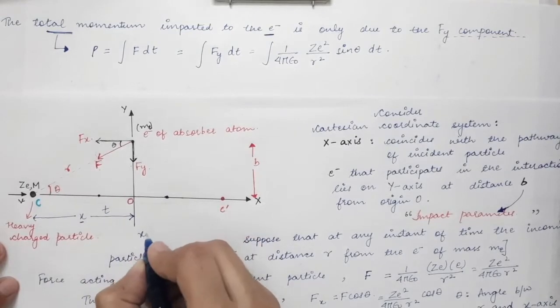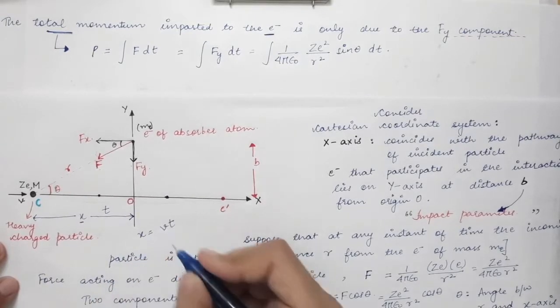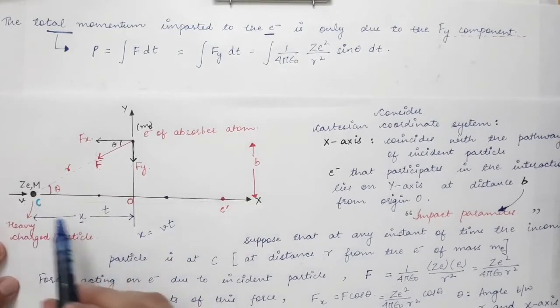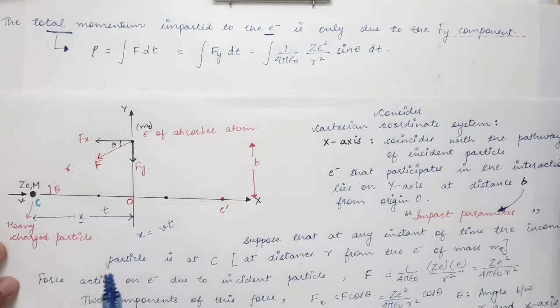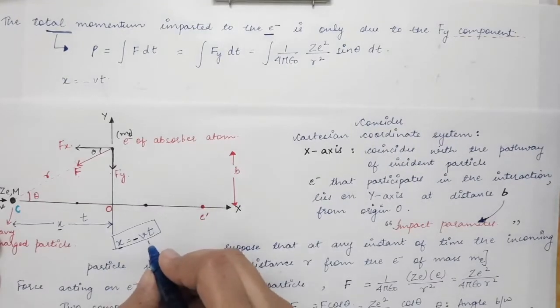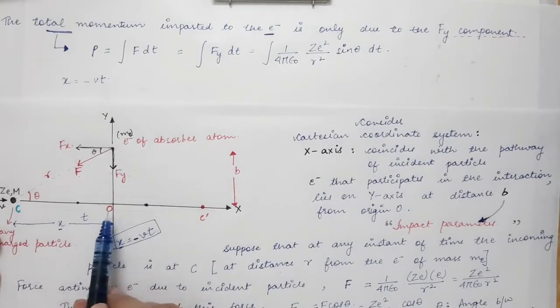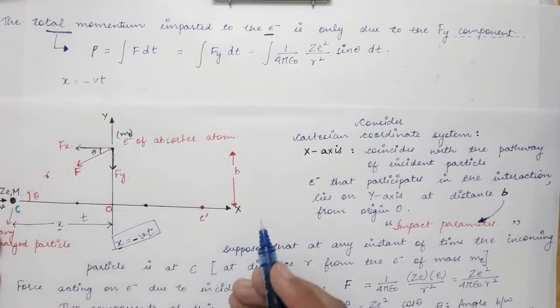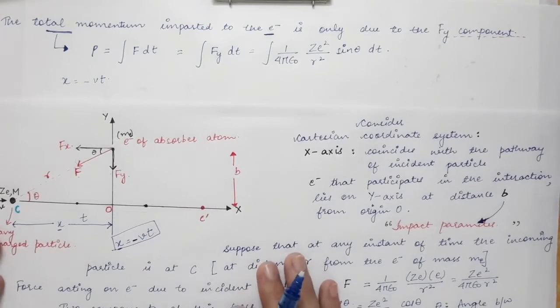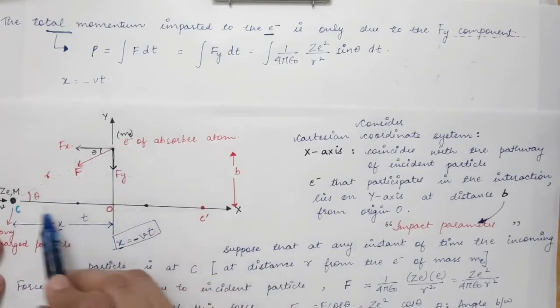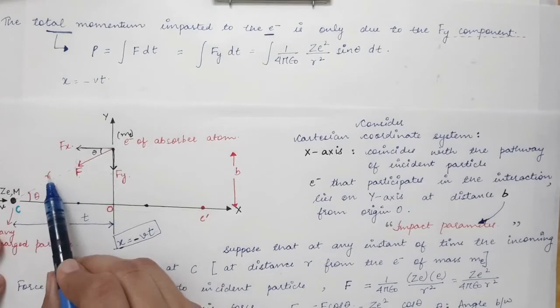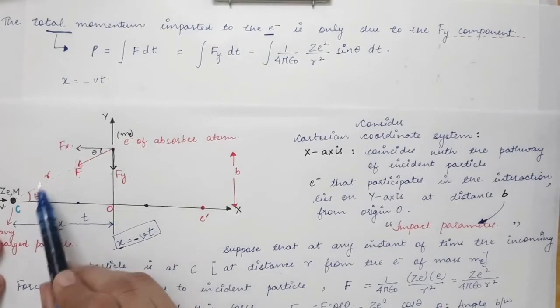So what will be x? It will be equal to v into t. So x will be just velocity into time. So x will be equal to minus v into t, as this CO distance is on the negative side of the x-axis. Now in this triangle, one more thing: how r and theta are related to each other.